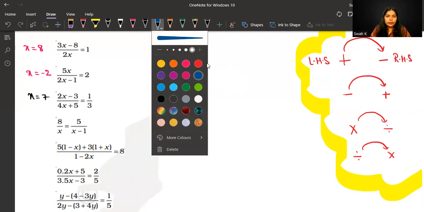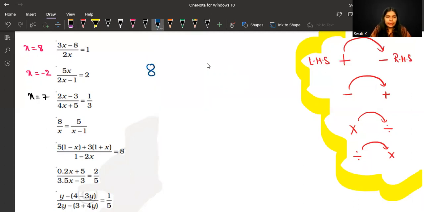So the fourth question, we have 8 divided by x equals 5 upon x minus 1. Remember one thing, whenever you have a question like this, the very basic thing, or the best thing that you can do is to use the cross multiplication. So you can write down here one line, that is, by using cross multiplication, 8 times x minus 1 equals 5 times x.